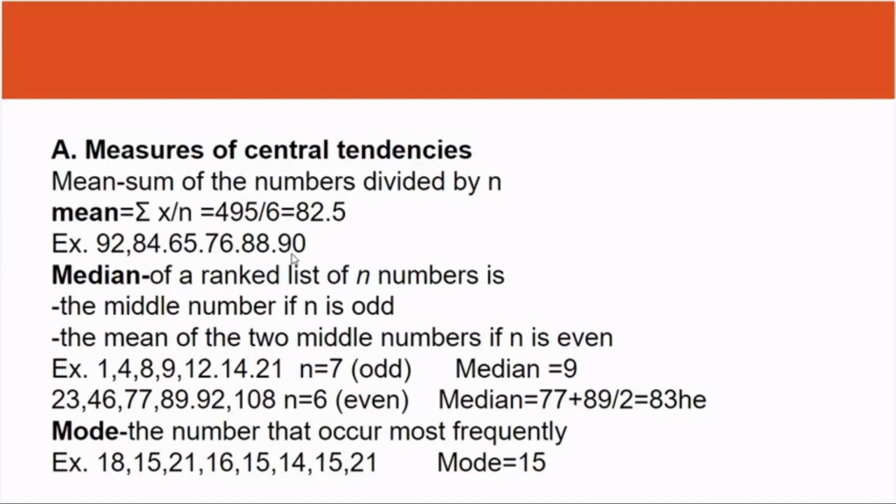Next is median. Median is by definition, a ranked list of n numbers, meron siyang hinahanap na specific number. So when we say median, in the series of terms, what is the middle number? So paano po 'yon? So if it is odd number of terms, you will just get the middle number. Pero kung yung terms natin or the number of terms is even, you will get the mean of two middle numbers. So, paano po yun?